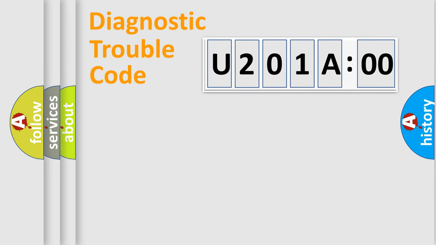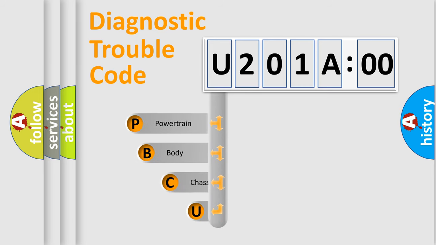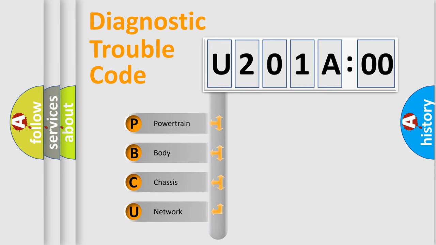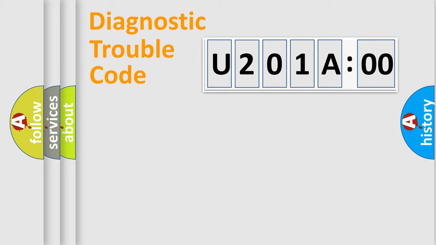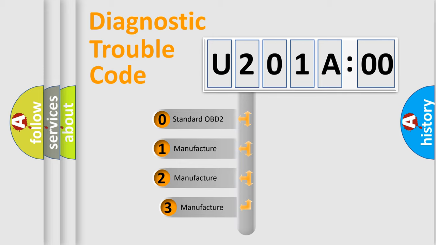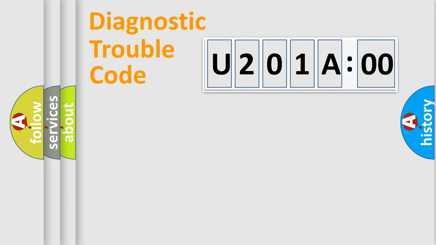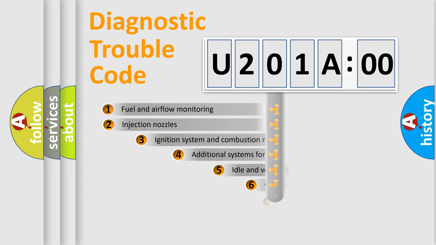Let's do this. First, let's look at the history of diagnostic fault code composition according to the OBD2 protocol, which is unified for all automakers since 2000. We divide the electric system of the automobile into the four basic units: powertrain, body, chassis, network. This distribution is defined in the first character of the code. If the second character is zero, it is a standardized error. In the case of numbers 1, 2, 3, it is a more prestigious expression of the car-specific error.